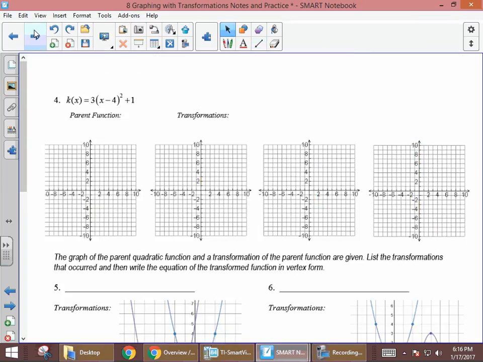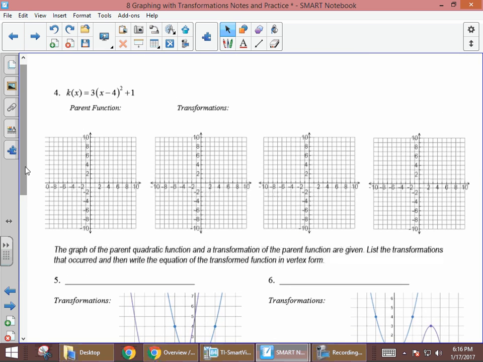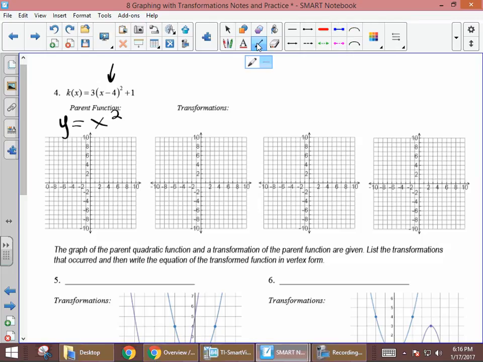Let's flip it over and do the last ones. Really just one more to do like that. It's got 3 steps. Looks like we're going to first move this thing left or right because there is a change inside. So let's write the parent down. Y equals x squared, which is going to give us the axis of symmetry right there at 0. The points 0, 0, 1, 1, 2, 4, 3, 9. You should be getting used to those points. And graph the parabola.